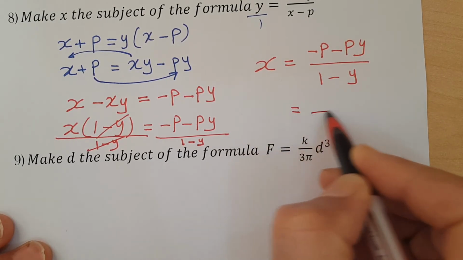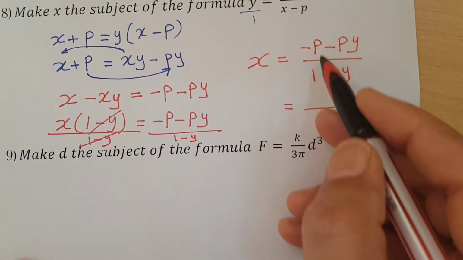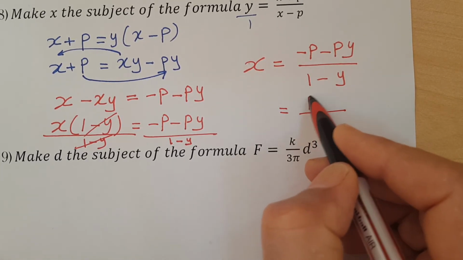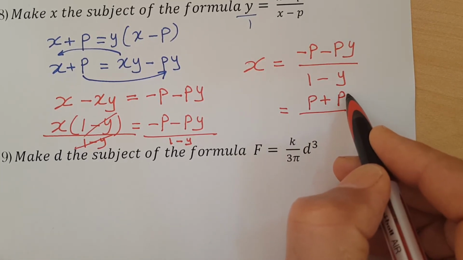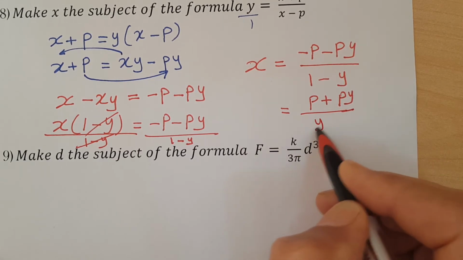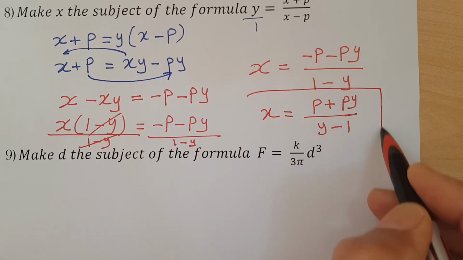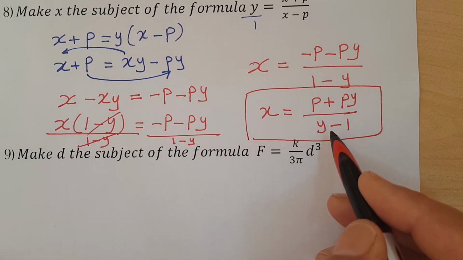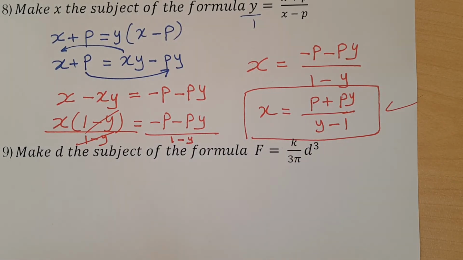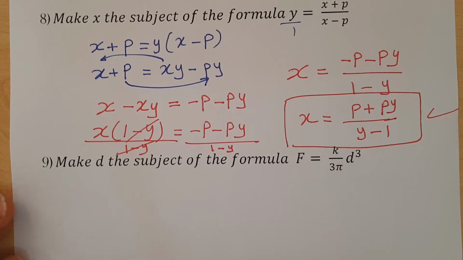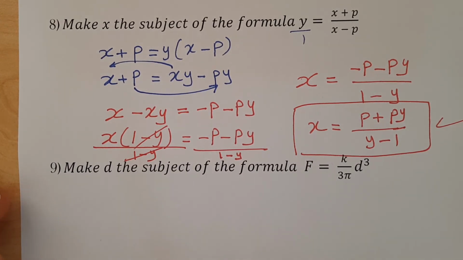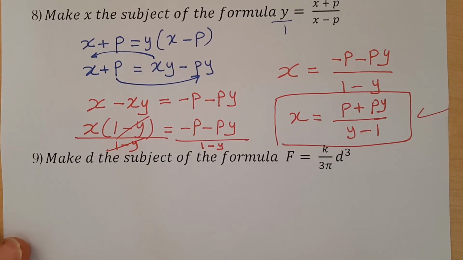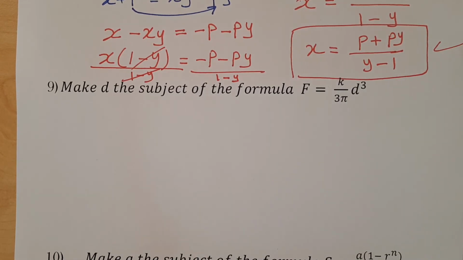If you have a lot of negative signs, you can multiply all by negative, it will be p plus py over y minus 1. I think this formula is better. It includes only one negative sign. Okay? So, as you see now, I used the method of inverse operations, the same method used in solving linear equations, to isolate or to make one of the symbols the subject of the formula. Thank you so much, and you have 2 more questions.